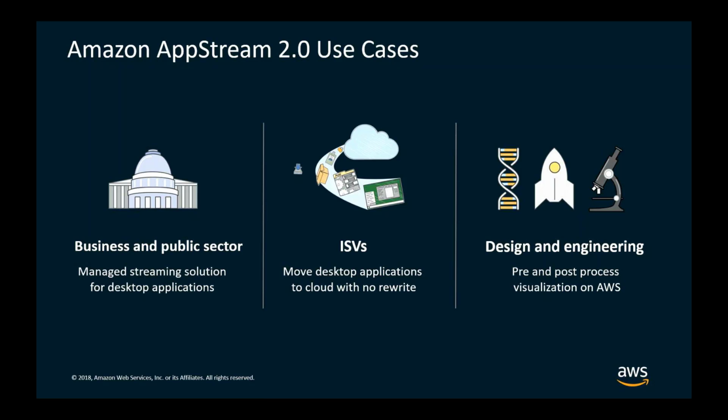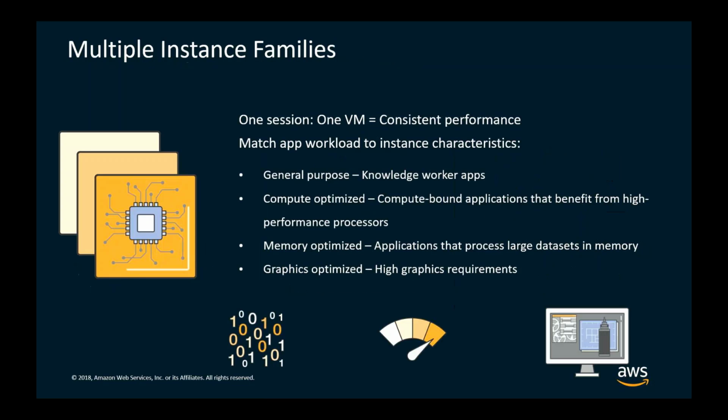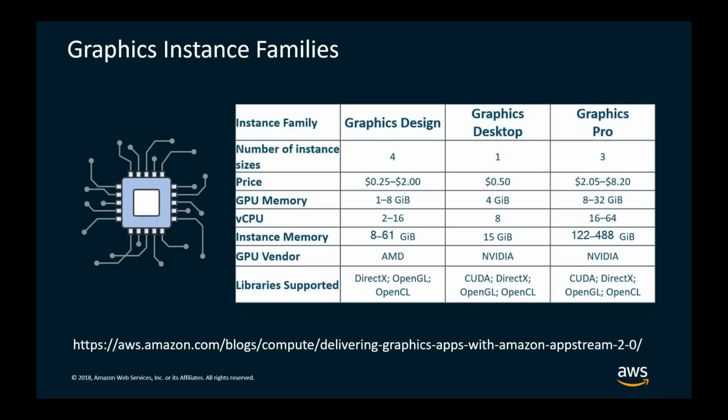And for design and engineering use cases, AppStream 2.0 gives you a way to break out to an instance that has greater capabilities for that pre and post-process visualization on AWS. We have multiple instance families. General purpose for your knowledge worker apps, compute optimized for compute bound applications where you need additional processor capabilities. If you have large data sets processed in memory, that may be an opportunity to use our memory optimized instance types. And then graphics optimized for those high graphics requirements. Within graphics optimized, we actually have 3 different families. There is a graphics design, graphics desktop, and graphics pro.